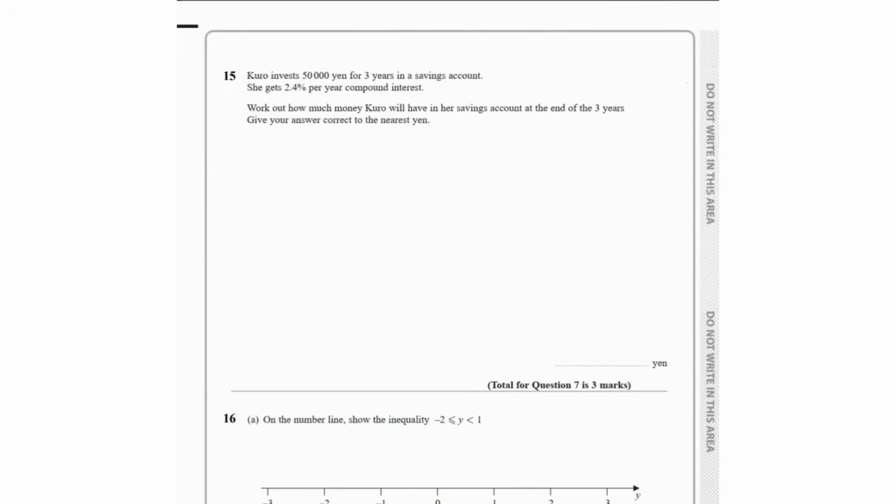Compound interest, that's also very common. So it says Kuru invests 50,000 yen for 3 years in a savings account. She gets 2.4% per year compound interest. Work out how much money Kuru will have in her savings account at the end of the 3 years. So we have, this is the rate of interest. This is what she's investing. This is the time period. You have to find how much she'll have at the end of 3 years. So you need to know that the compound interest formula actually gives us the final value of the investment.